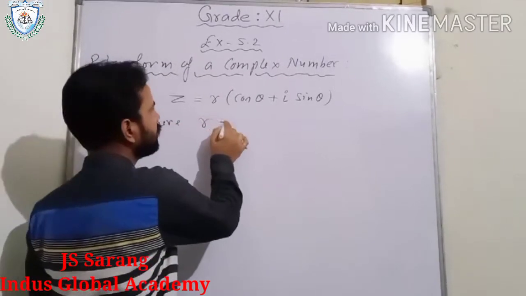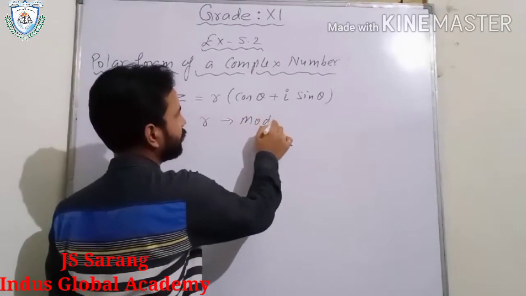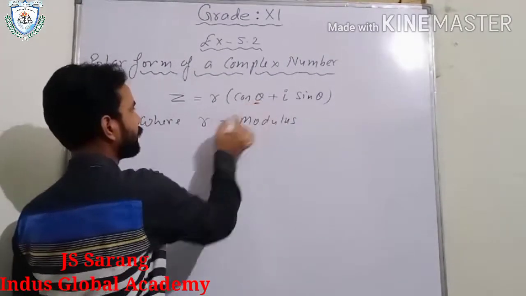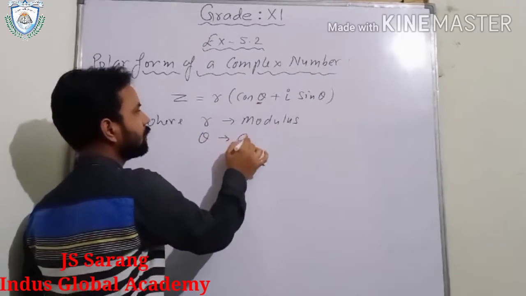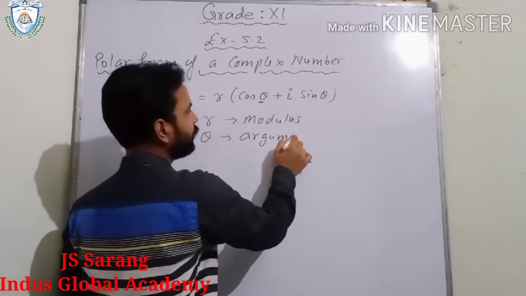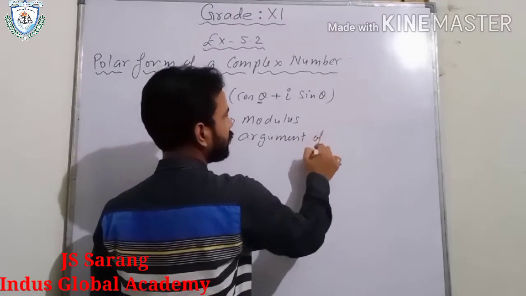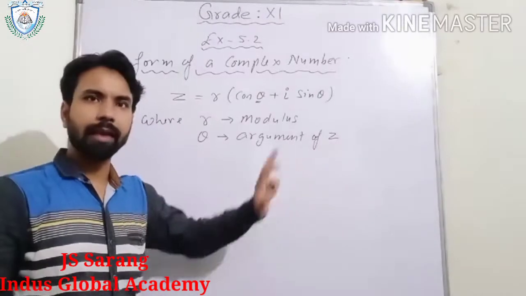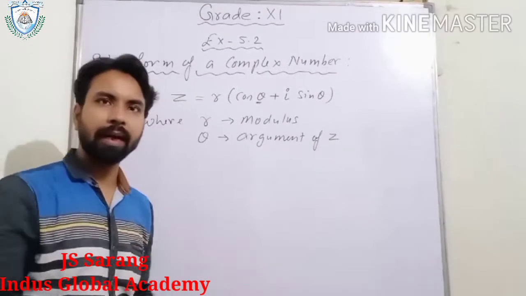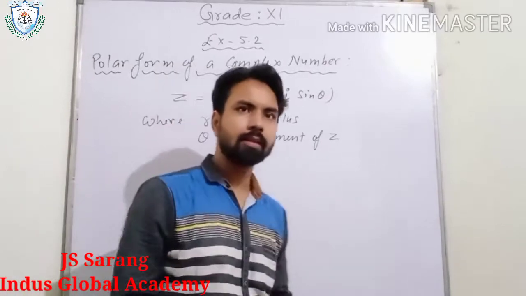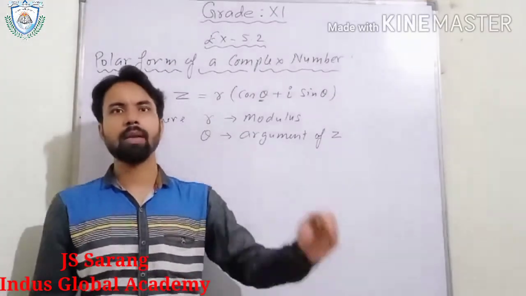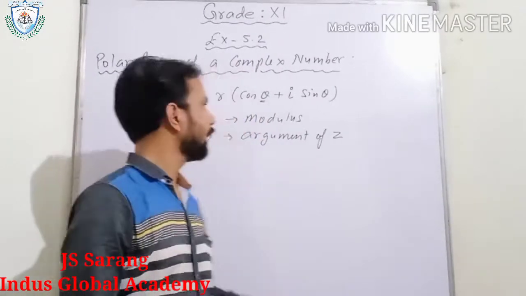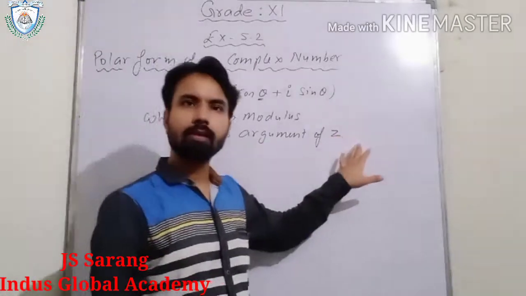Here r is the modulus of the complex number, and theta is known as the argument of Z. This you have to keep in your mind. The polar form of a complex number is Z equals r cos theta plus i sin theta, where r is known as the modulus of a complex number and theta is known as the argument of Z.